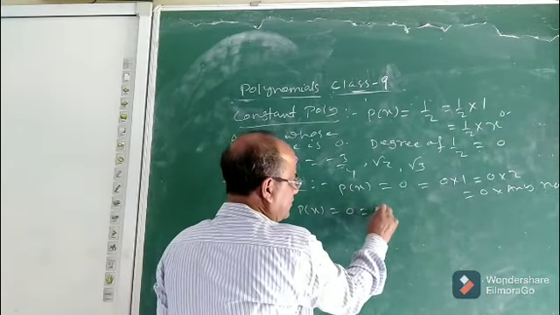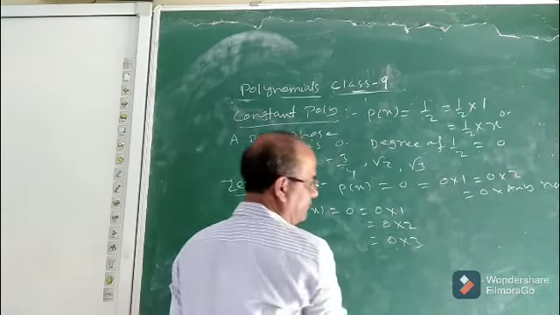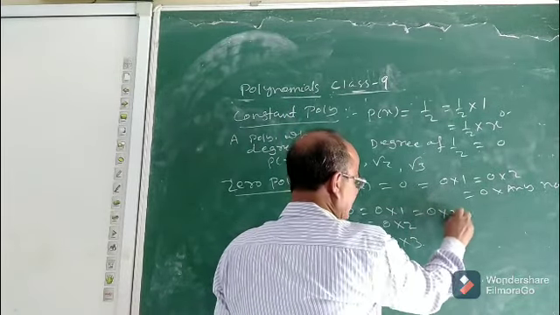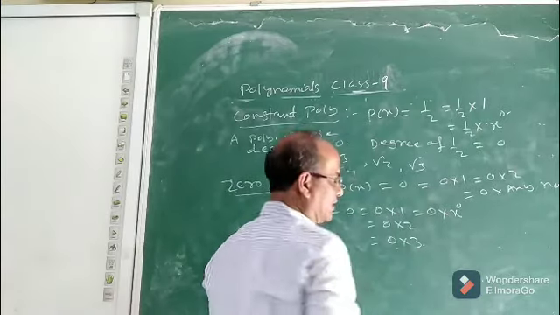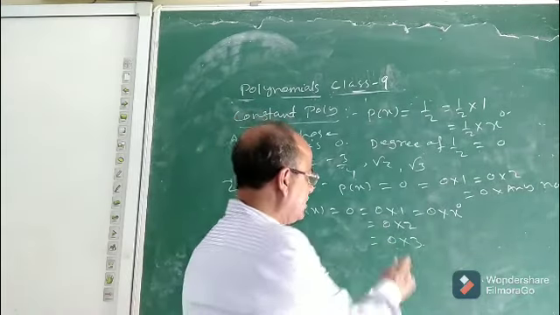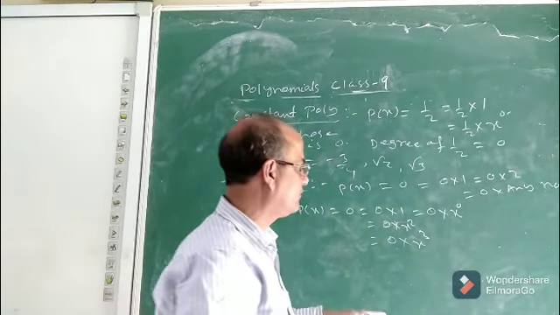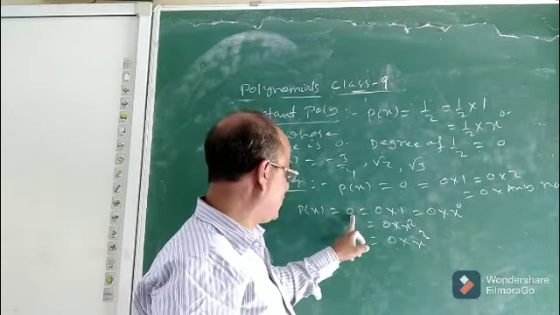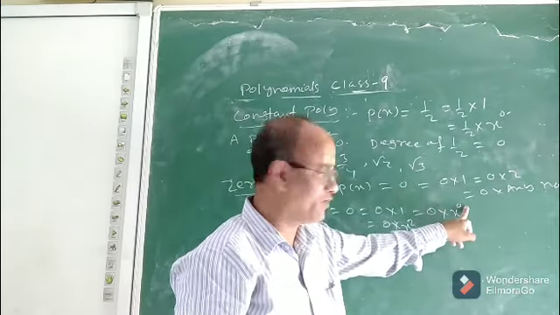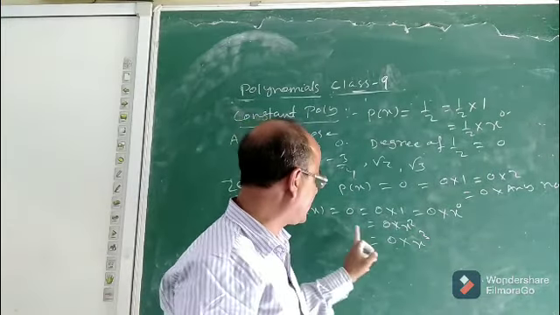So p of x equal to 0. This 0 can be written as 0 into 1, again 0 into 2, again 0 into 3, or 0 into any number. That means you can say 0 into x to the power 0, since x to the power 0 is 1. 0 into 2 can be written as 0 into x square, and 0 into x cube. So p of x equal to 0 can be written as 0 into x to the power 0. Again, it can be written as 0 into x square because the product of 0 and x square is also 0. 0 into x cube is also 0.